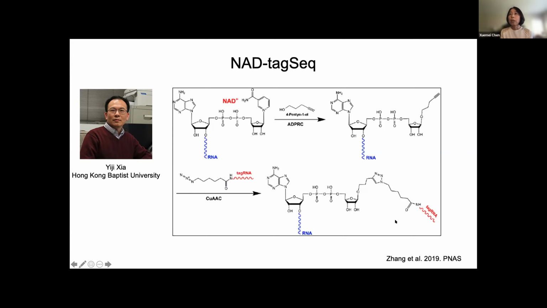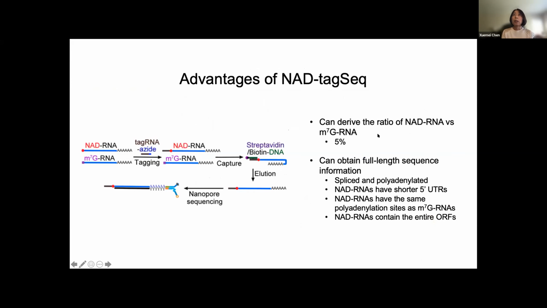So once they have a library of such RNAs, they subjected this library to Oxford Nanopore single molecule sequencing. So in the single molecule sequencing, you would start from the poly-A at the 3' end of the RNA, and you sequence through your RNA. And if you read into the tag RNA, then you know that the RNA was originally NAD tagged, NAD capped. So because this is a single molecule sequencing, there are actually a few advantages to NAD tag-seq.